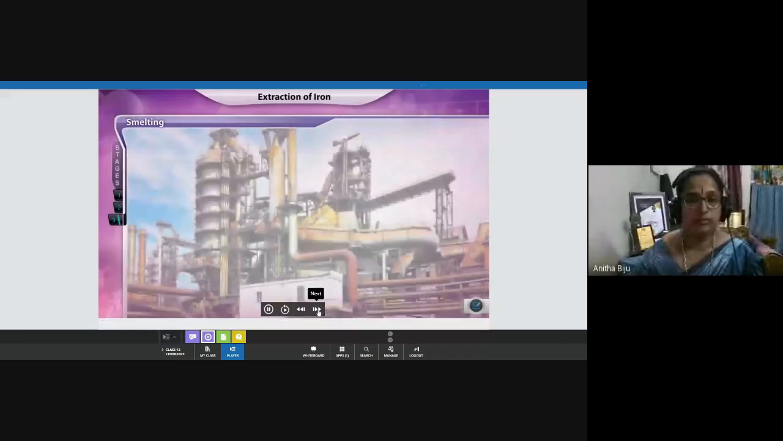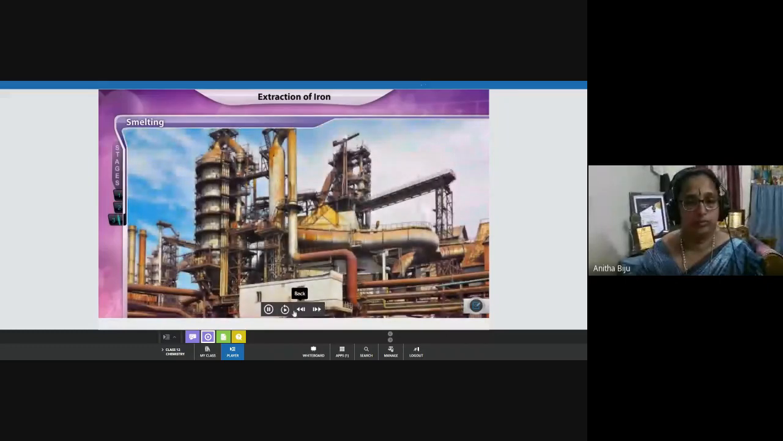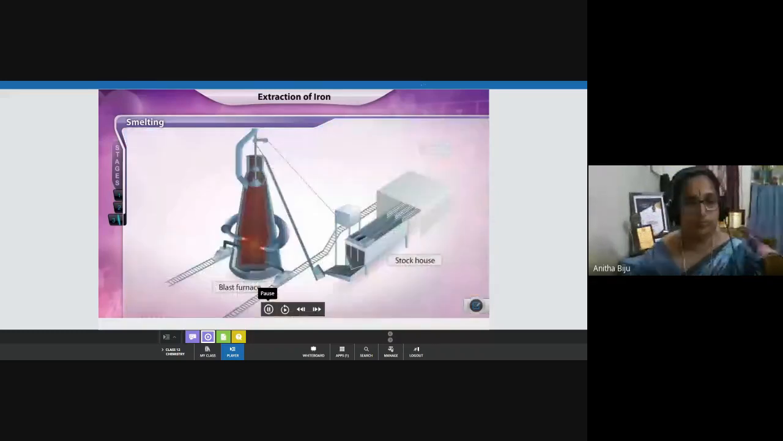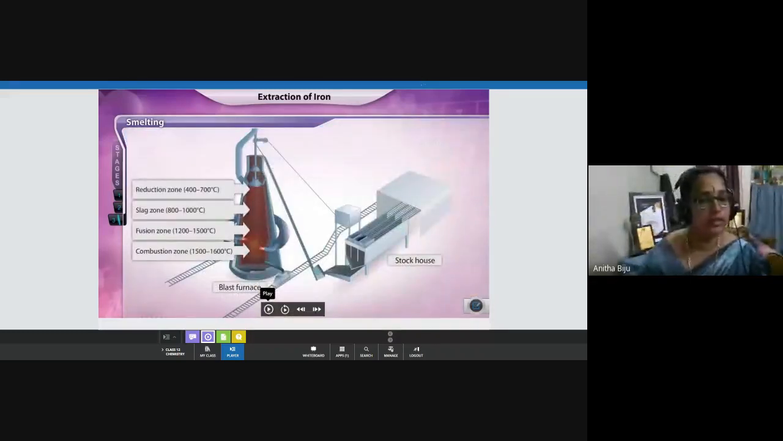Smelting is carried out in a blast furnace. The blast furnace is a tall structure and can be divided into zones. So you can mention the process, smelting, and the name of the apparatus, blast furnace. Yesterday we saw the actual plant, and here it is a bisection only.